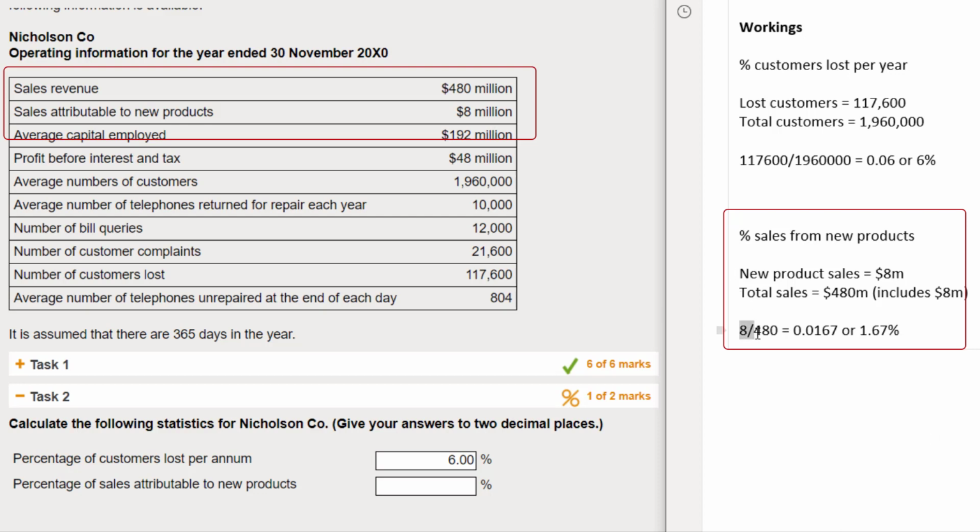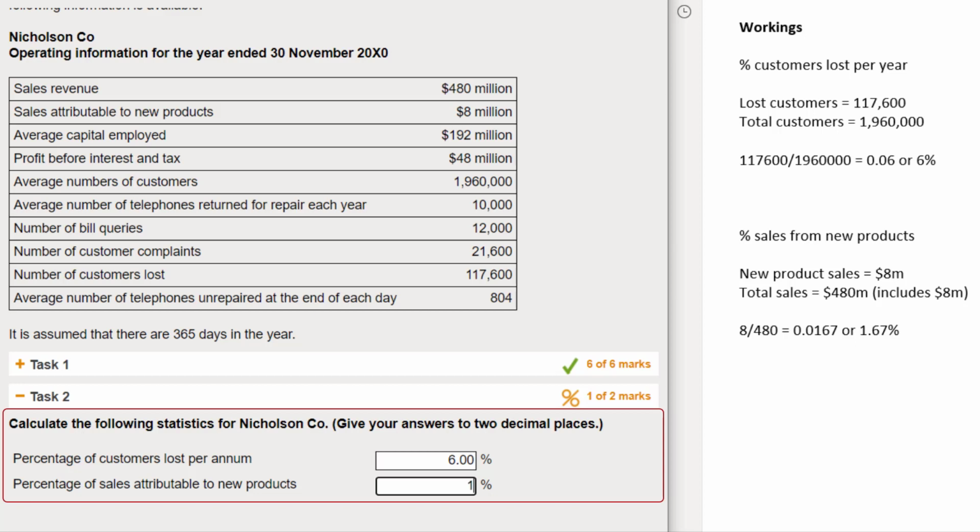You might be wondering why I didn't put 8 million and 480 million into my calculator. I just put 8 over 480. As long as I am consistent with how I treat the numbers, it's fine. It will get me out to exactly the same answer. So I can put 1.67 in here. Excellent. And I'm done with task 2. Flying through this question. Let's move on to task 3.